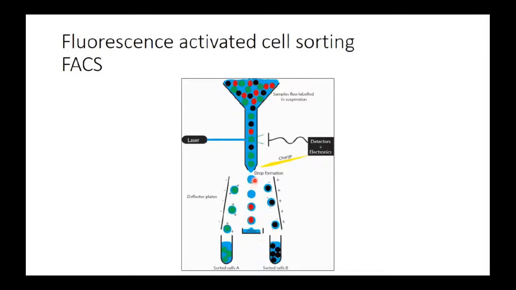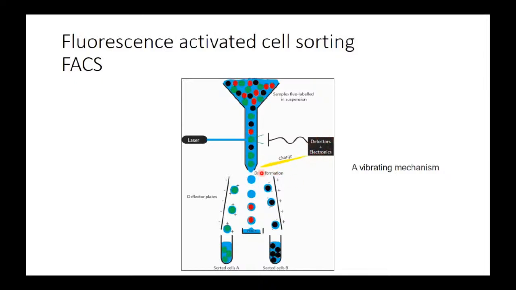At the end of the tube, there is something called drop formation. In drop formation, we have a mechanism called a vibrating mechanism. This vibrating mechanism will separate my mixture into small droplets. These droplets should contain only one cell per droplet. This is very important. Then what I can do as a user is adjust the settings of the program in order to charge the cells.